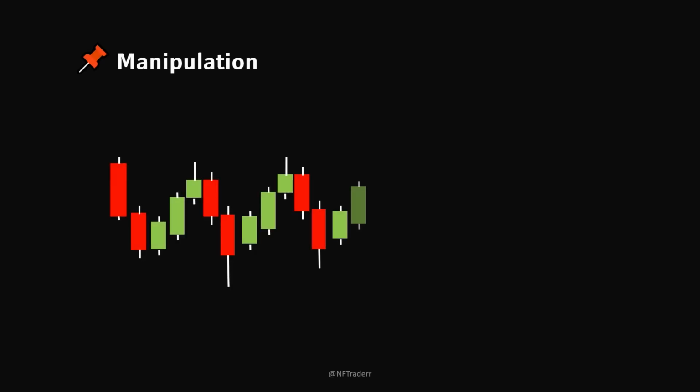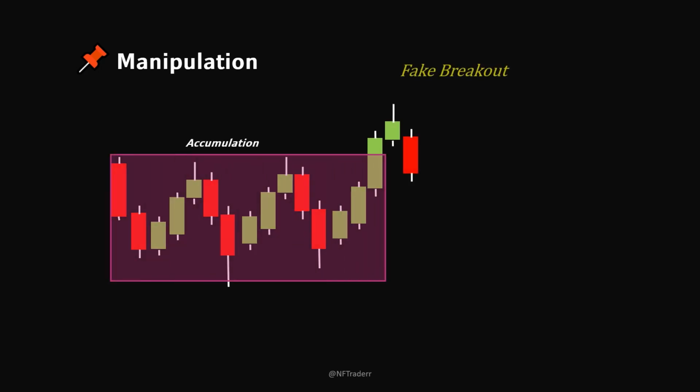Another important part of the ICT Power of 3 is the manipulation. This is where you expect the price to trade before the real move occurs. This phase is a false move, where smart money influences retail traders into believing the price is breaking above, thereby engineering liquidity by taking stops before expanding in the opposite direction.